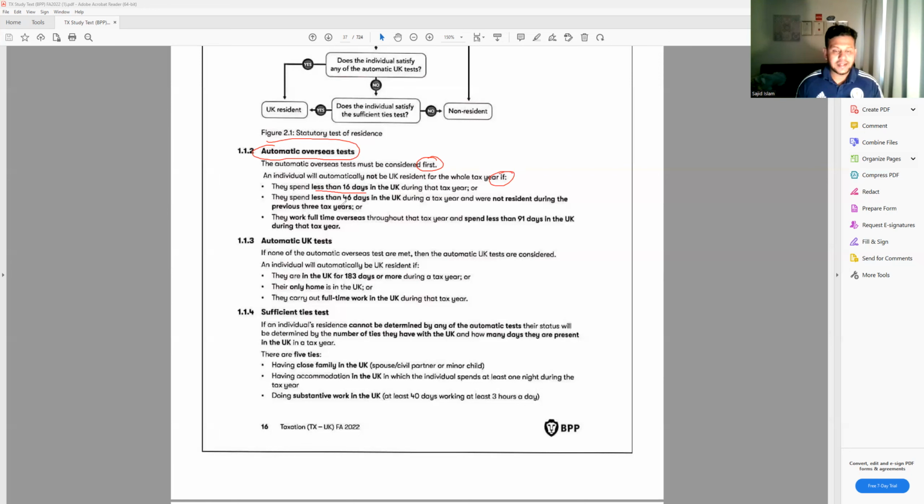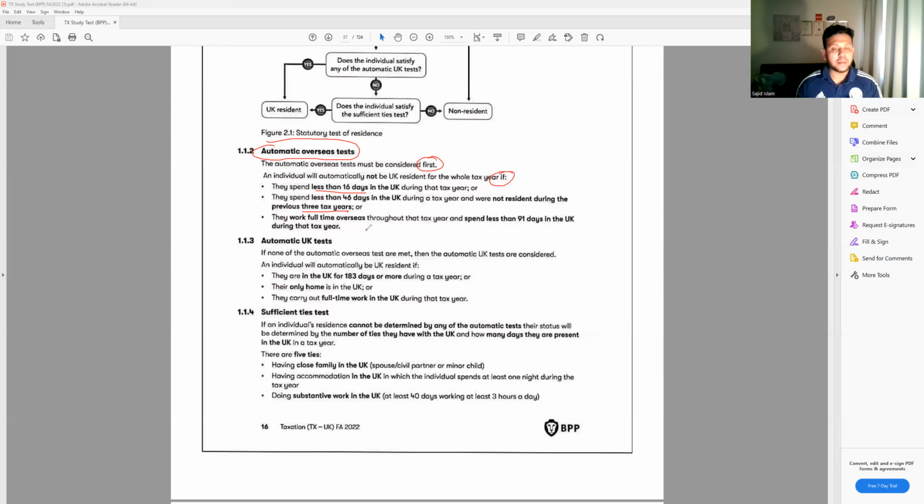They spend less than 46 days in the UK. So this one, we have some more information. Let's read that. During a tax year and were not resident during the previous 3 tax years. So there are 2 conditions. You did not live 46 days in 1 tax year. Also, on the previous 3 tax years, you were not resident in the UK.